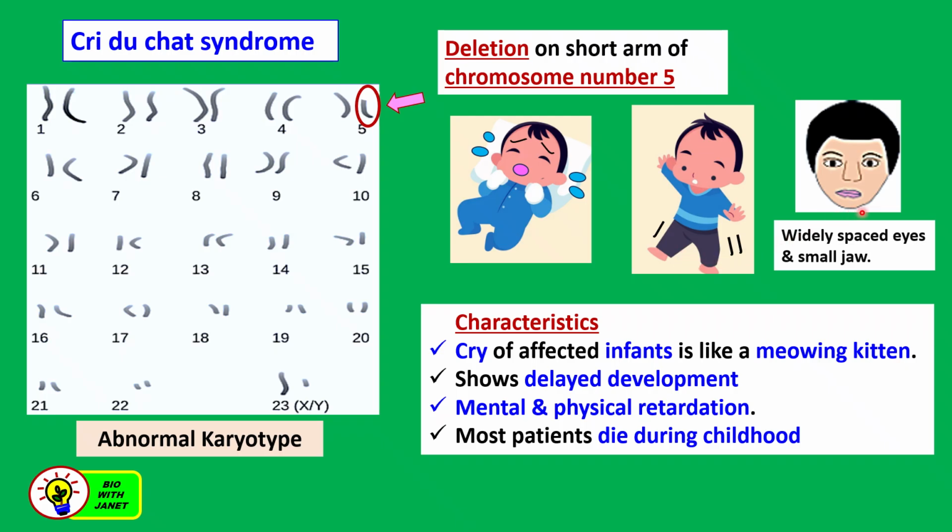So if they manage to grow up, you can see that the face will have widely spaced eyes and a small jaw. Now this is an extra feature, it's not in the textbook, all right? But the important part here, all these characteristics are listed in the textbook and you have to know all these characteristics, okay?